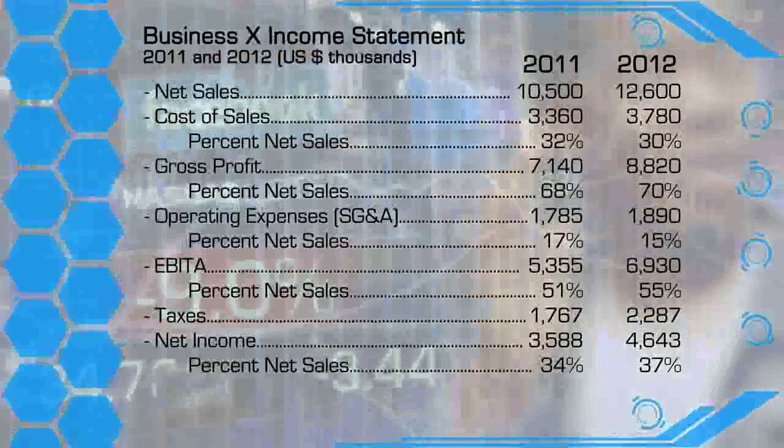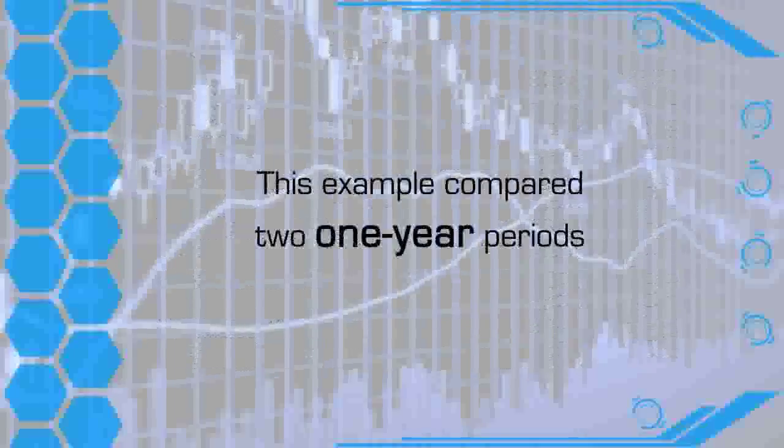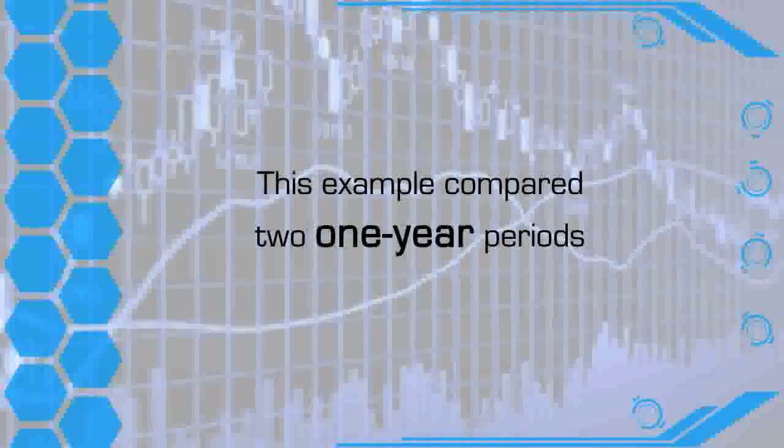of net sales. The growth in net sales combined with greater efficiencies in cost of sales and in operating expenses is reflected in a 29.4% increase in net income. All this indicates a strong and growing company that is, in the absence of other issues, should be a good investment. This example, compared to 2 one-year periods, would also want you to compare the quarterly trend to assure that Business X sustains its healthy trend.